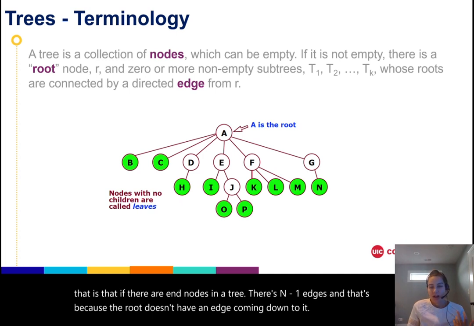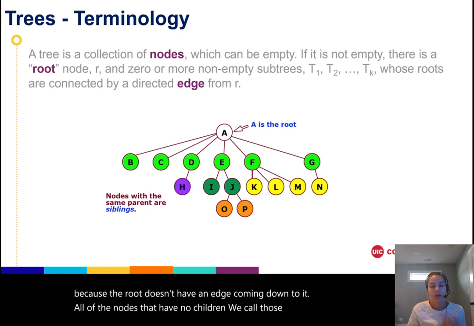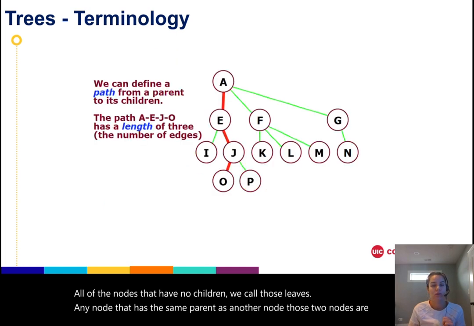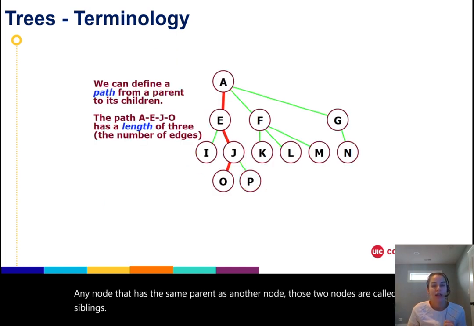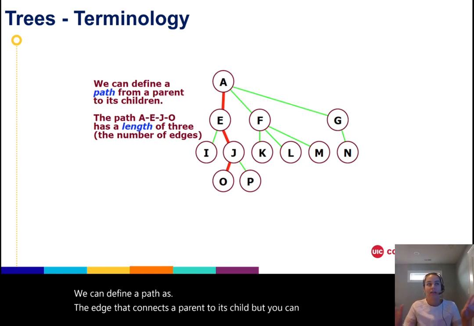All of the nodes that have no children, we call those leaves. Any node that has the same parent as another node, those two nodes are called siblings. We can define a path as the edge that connects a parent to its child, but you can have paths from any set of nodes you'd like.